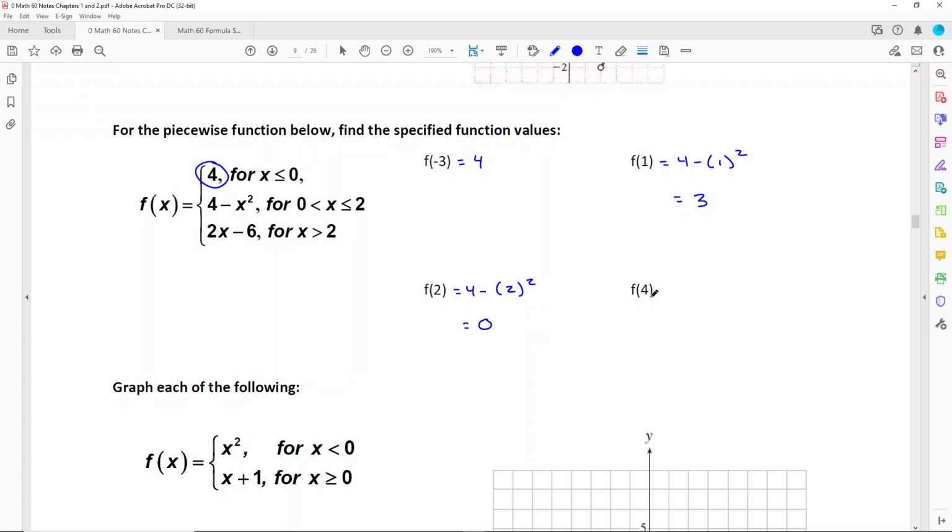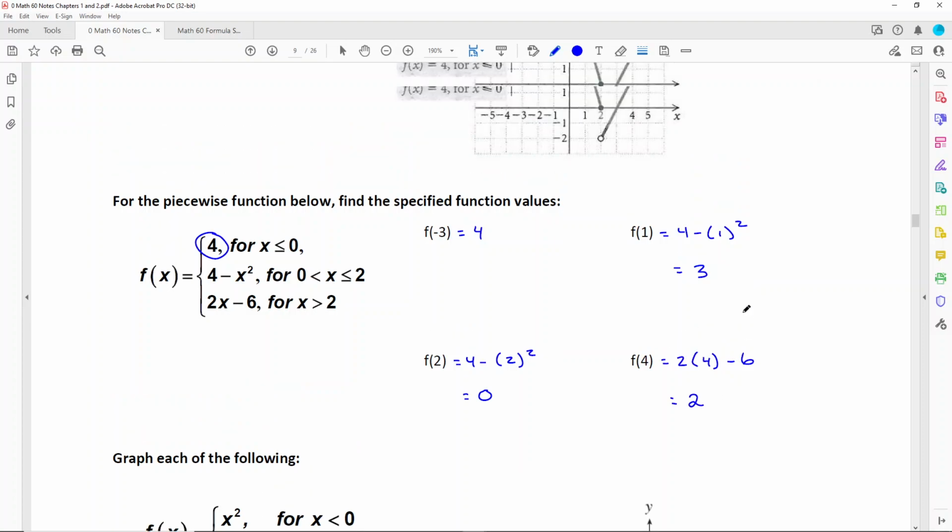So then if I wanted to plug in f of 4, I'm like, well, which domain? Is it less than or equal to 0? Nope. Is it between 0 and 2? Nope. Is it greater than 2? Yep. So I'm going to plug x into 2x minus 6. So 2 times 4 minus 6. I feel like I said that weird, but you know what I meant. So 2 times 4 is 8. 8 minus 6 is 2.